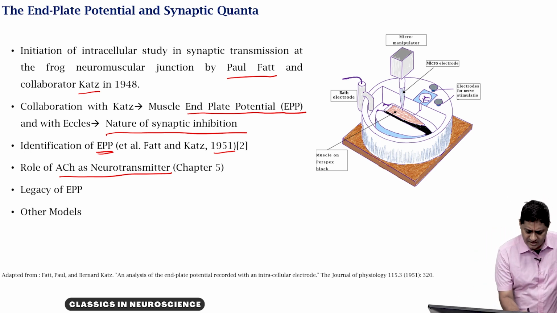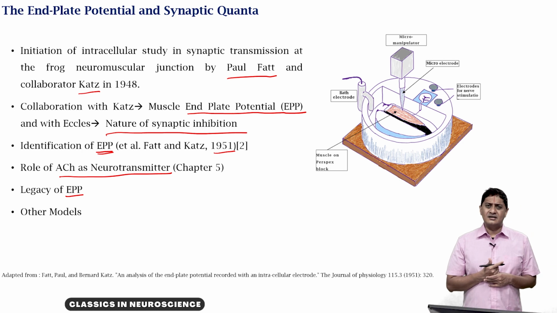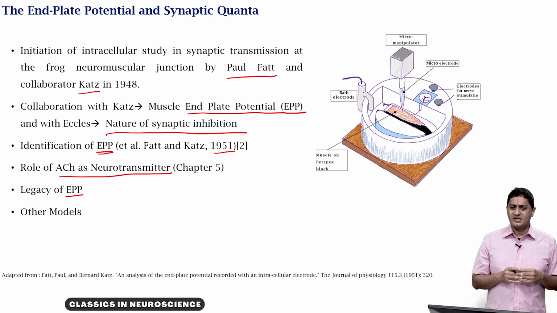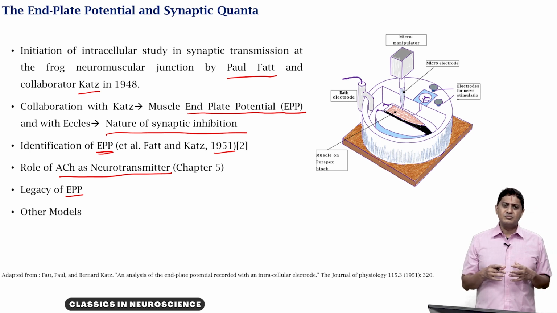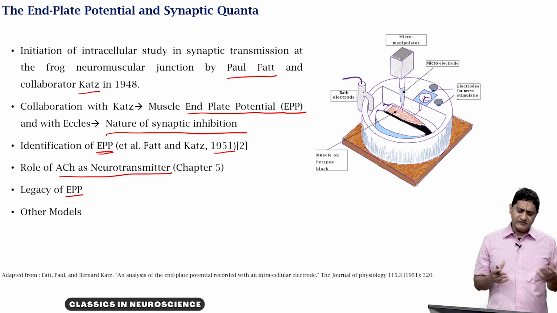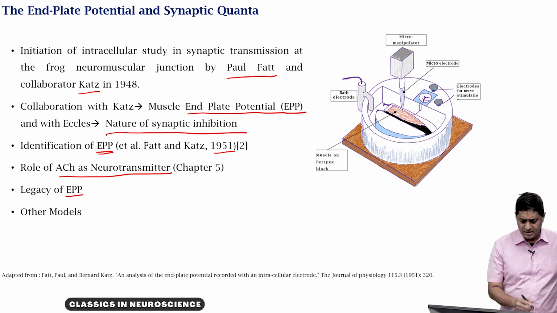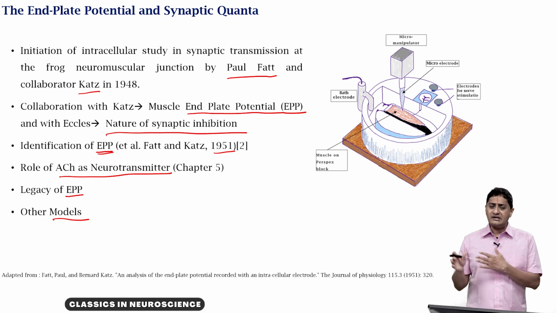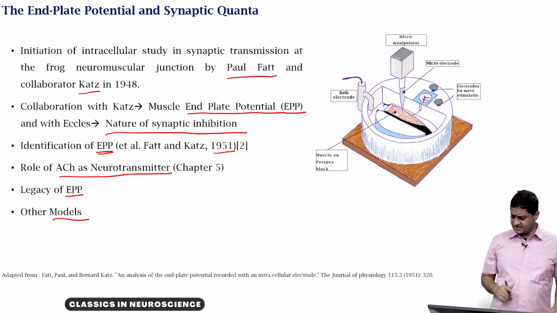The end plate potential, as a physiological mechanism of synaptic transmission, was the crucial first step in improving our understanding of synaptic communication. This continues to be a leading model system, a leading example. Even today, this is a very important model system. In the meanwhile, there were other model systems that were being used, for example, the squid giant axon. Of course, that is a totally different topic that we have discussed in the previous set of videos.